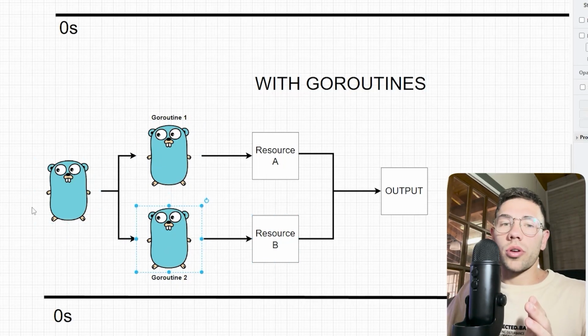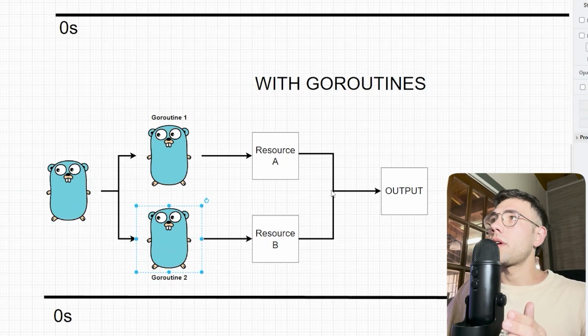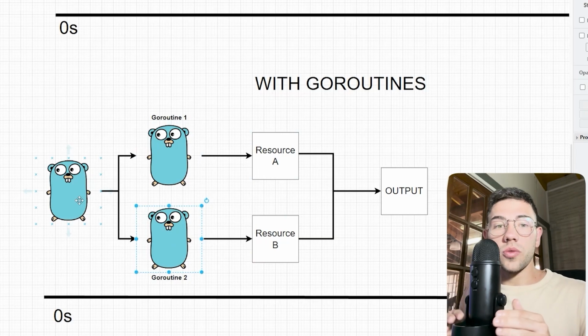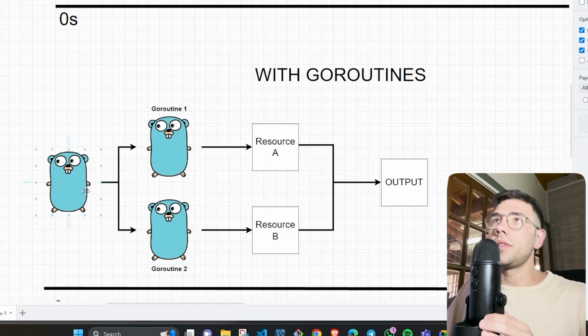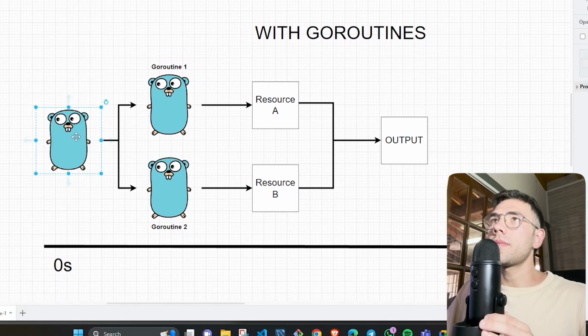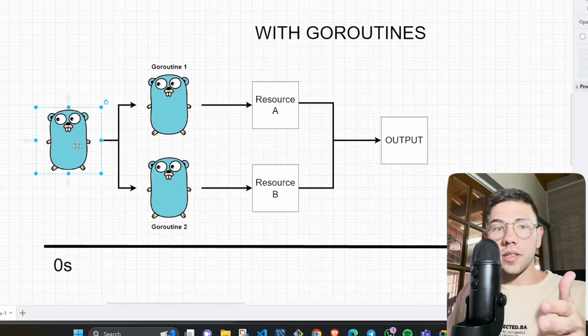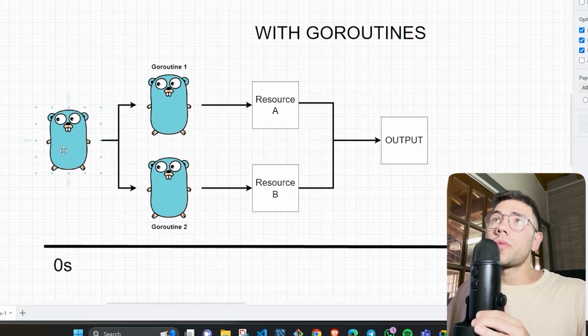But how does our main program know that this Goroutine ends or that Goroutine ends? Because the main Goroutine will have to wait for those Goroutines to end. But how does the main program know that? Well, that's where wait groups come in. Wait groups allow the main Goroutine, the main program, to wait for all the Goroutines that it executes. So with wait groups, the main Goroutine can wait for this resource and this other resource.